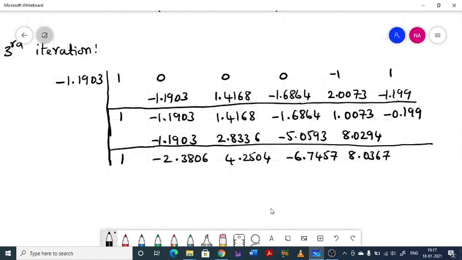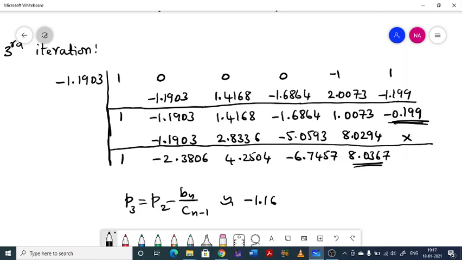So I have Bn, Cn minus 1. So P3 will be P2 minus Bn divided by Cn minus 1. So substituting those values, you'll get P3 approximately minus 1.1673. Sorry, 1.1683, this is 83.